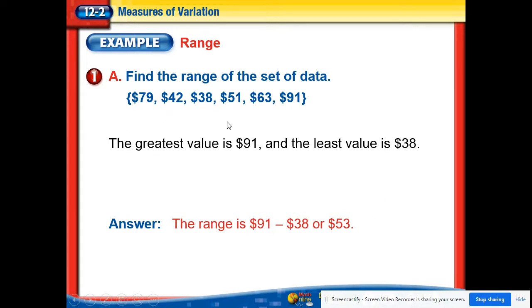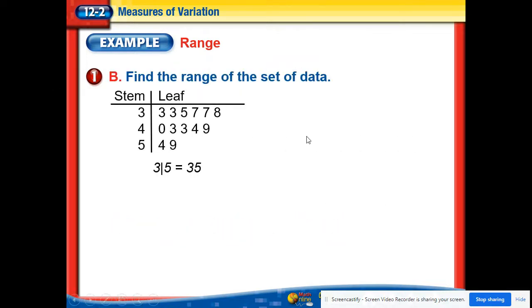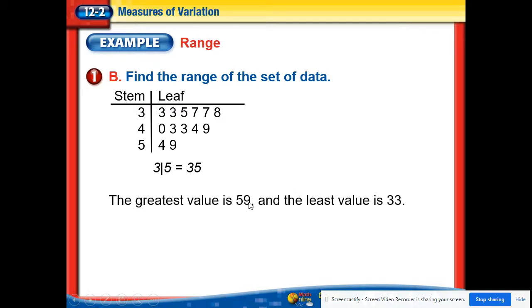So we can do it with just a normal set of data, or we can do it with that stem and leaf that we've learned before. So the lowest number is really easy to go ahead and figure out. It's right here, 33, looking at our key, just 33. And our highest number is on the bottom here, so 59. So we have 59 and 33 for our values, subtract them, and we get 26.